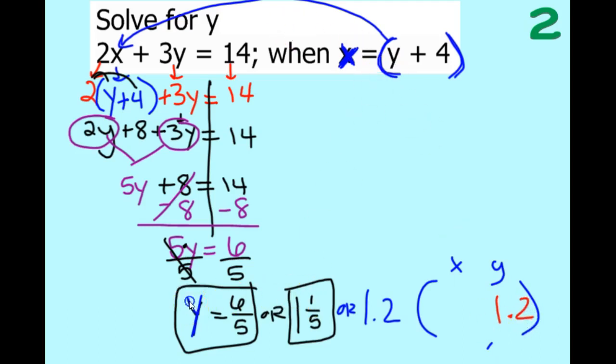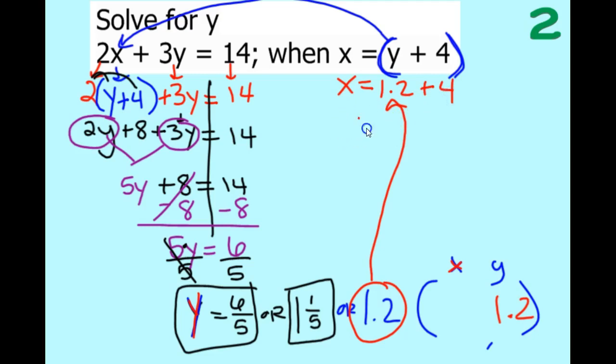But now we also need to find x. I know x is y plus 4. Well, and I also know y is now 1.2. So I just take this 1.2 and plug it in there. x is 1.2 plus 4. So x has to be, well, 1.2 plus 4 is 5.2.